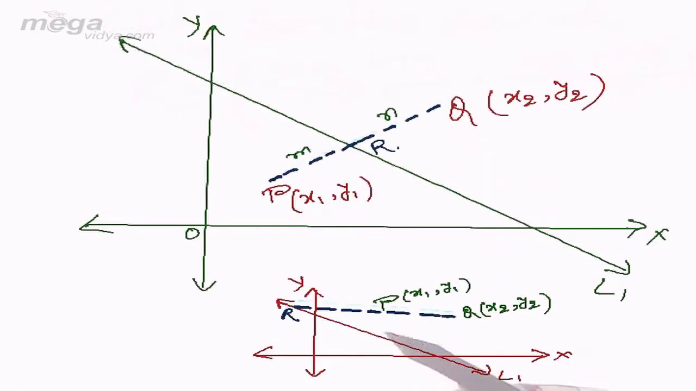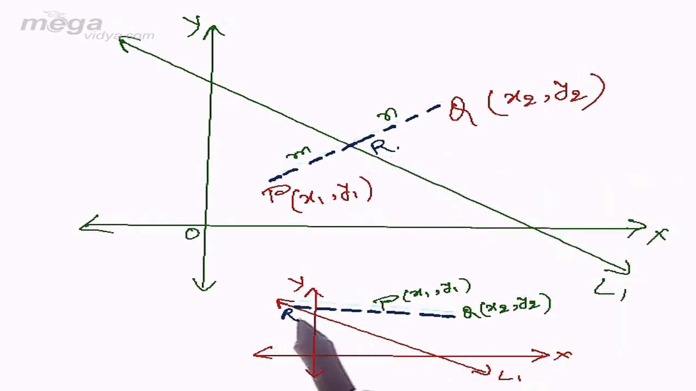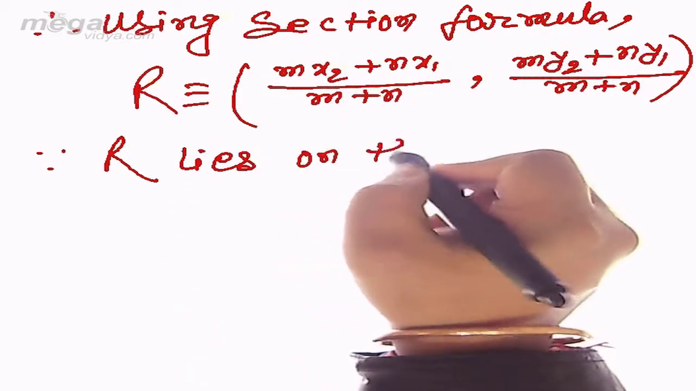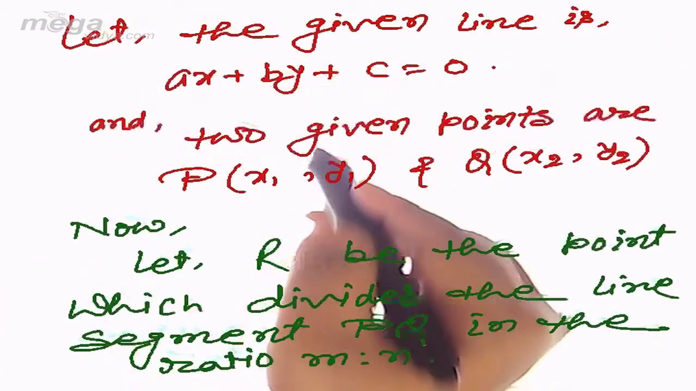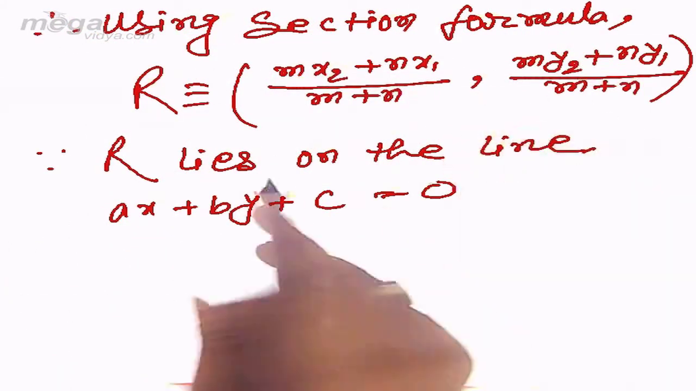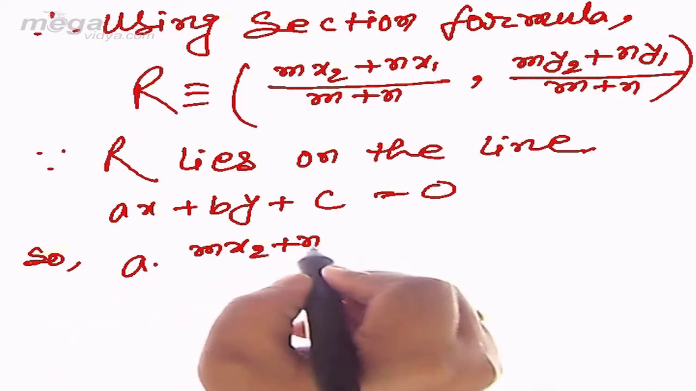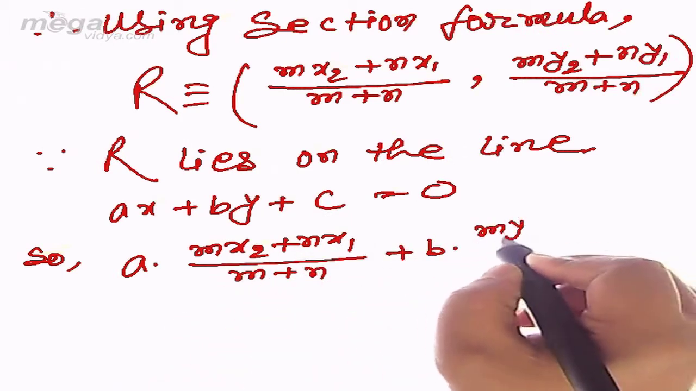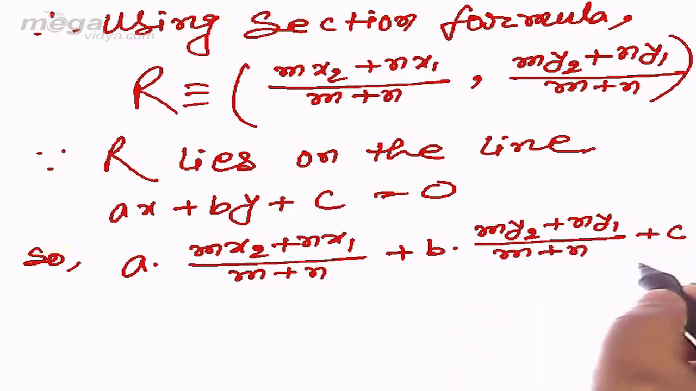Now in the figure, in both the cases, whether this R divides PQ externally or internally, R lies on the straight line L1. Since R lies on the line ax plus by plus c is equal to 0, that is this given line, this R will satisfy this equation. So we can write a times mx2 plus nx1 upon m plus n plus b times my2 plus ny1 upon m plus n plus c is equal to 0.